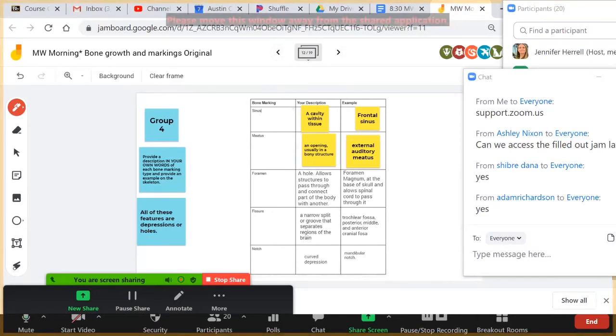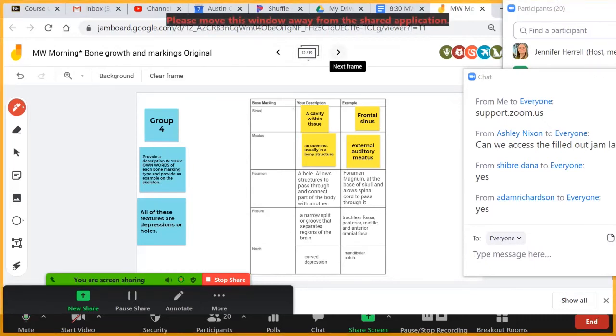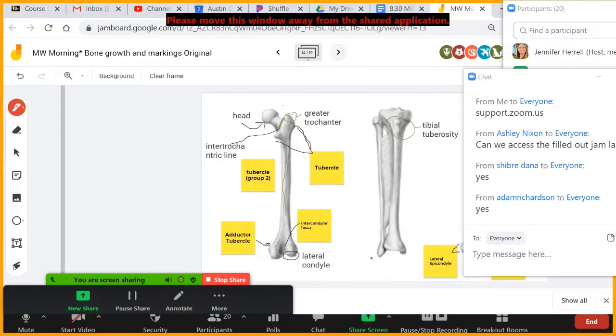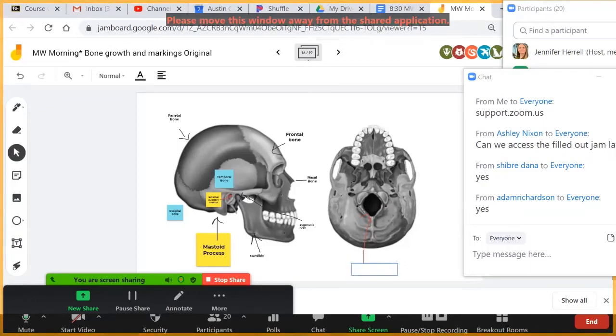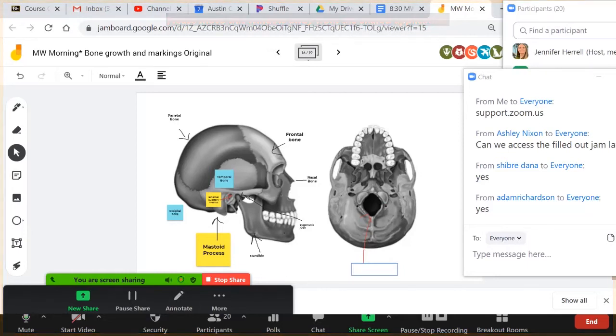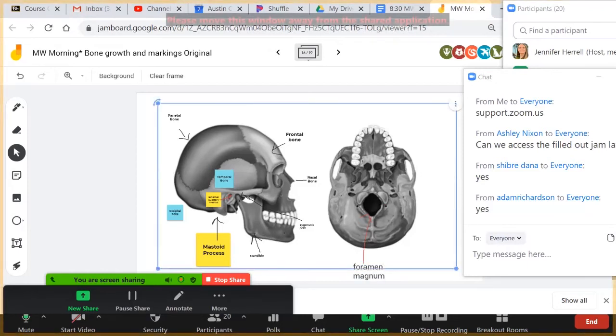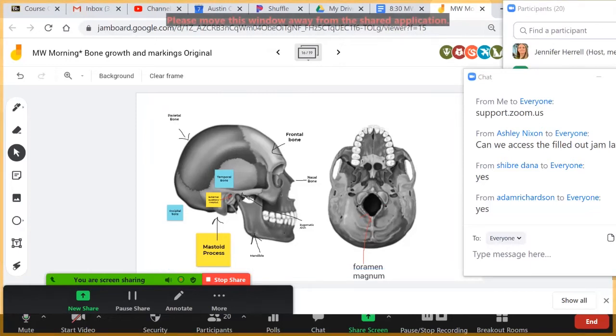A foramen. A foramen is absolutely a hole. Oftentimes it's oval shaped, but not always. Easiest foramen to find, boom, right there. Look at that giant guy. The hole in your skull through which your spinal cord runs, the connection between your brain stem and your spinal cord, is called the foramen magnum, which literally means big hole.